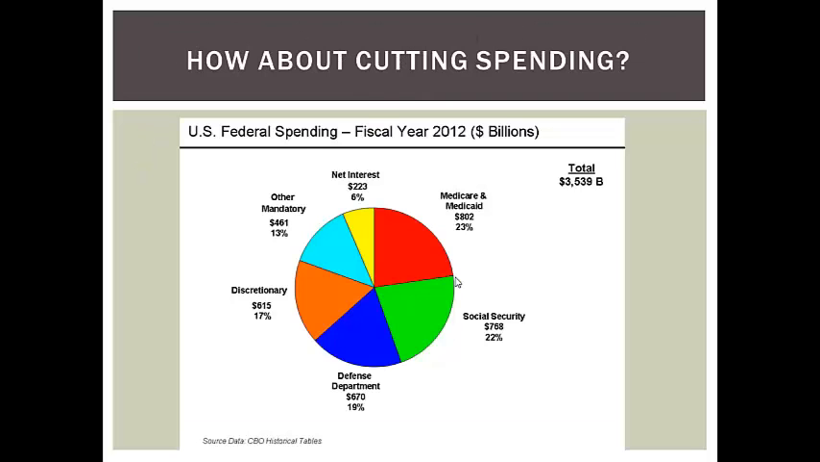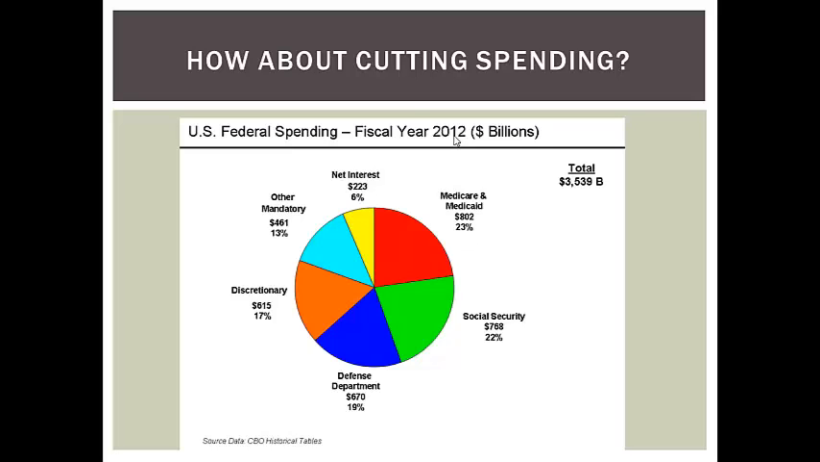So the next thing to do is probably to try to cut government spending. Government spending can be divided into two parts. One is discretionary spending and the other is non-discretionary, or mandatory, spending. Mandatory is the spending that we can't avoid paying. So here you have an example of US federal spending for the year 2012. In 2013 it probably looked pretty similar to this.